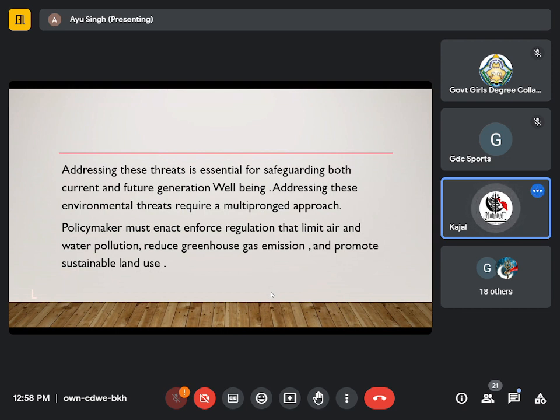Addressing these environmental threats requires a multi-pronged approach. Policymakers must enact and enforce regulations that limit air and water pollution, reduce greenhouse gas emission, and promote sustainable land use.